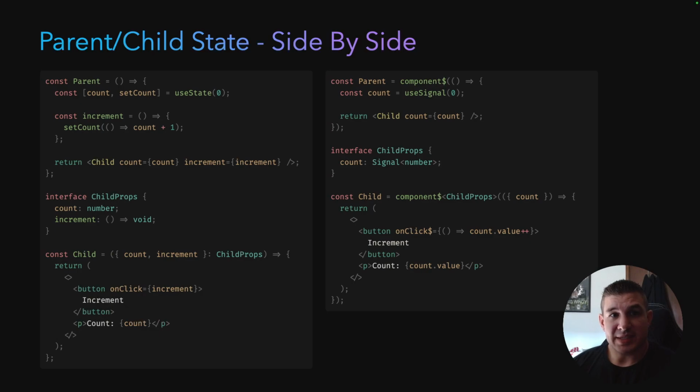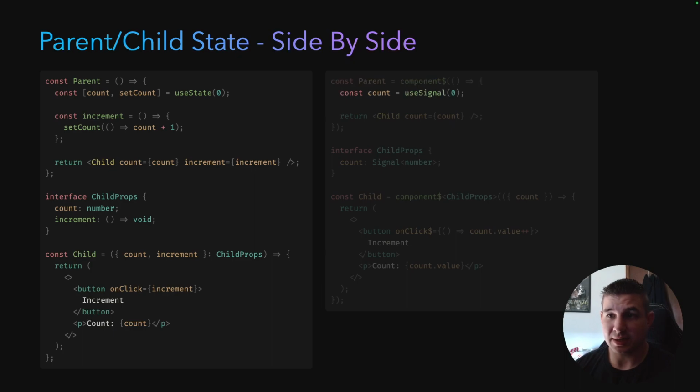Here's the final side-by-side comparison between React and Qwik parent-child components. The code is very similar and in general, slightly easier to code. We wrap the component with component$. We replace useState with useSignal. We have no need for the increment function. We only pass the signal to the child.